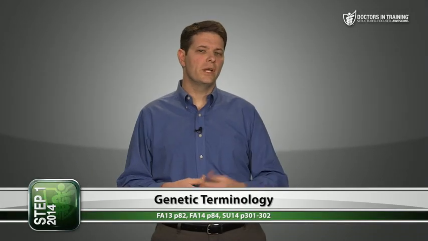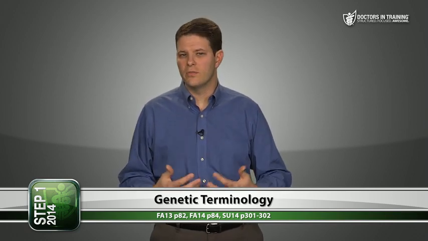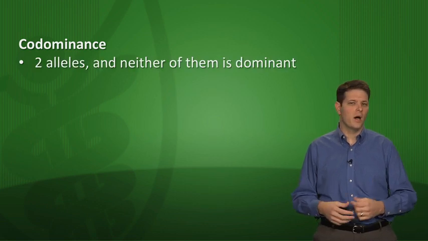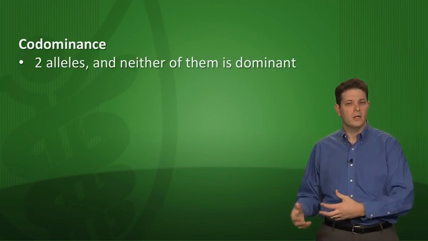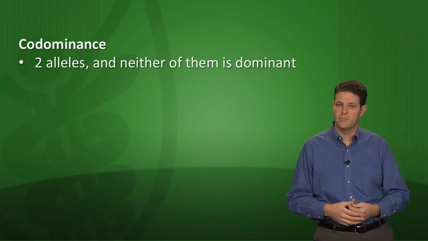Let's go over some more genetic terminology that you should be familiar with. Now, some of these probably aren't super familiar to you, but that's because they're a lot lower yield than those pedigrees. So let's just walk through these terms quickly, just so you can get the big picture. Codominance means that you have 2 alleles and neither of them is dominant. It's not autosomal dominant or autosomal recessive. It's codominant, kind of like the ABO blood types.